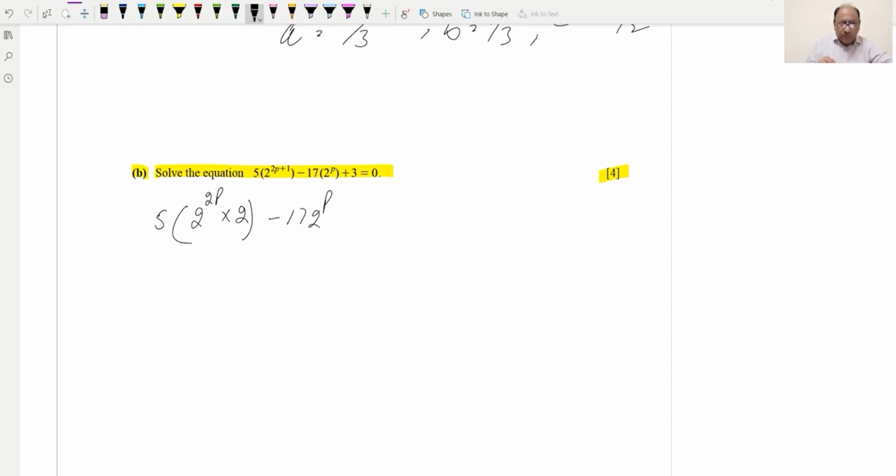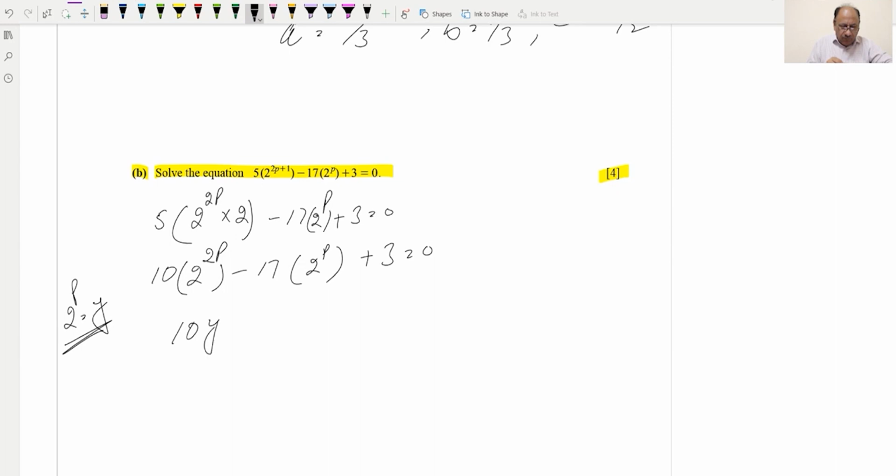We'll just copy, and plus 3 is equal to 0. Now we can multiply this 5 and 2 and we will get 10, and 2 raised to 2p, minus 17 into 2 raised to p. I'll put the 17 in brackets so that you will not be confused, and this one plus 3 is equal to 0. Now we can put 2 raised to p equal to y, or x or whatever. So 10y squared minus 17y plus 3 is equal to 0. And now this is quadratic in terms of y and we can solve this.